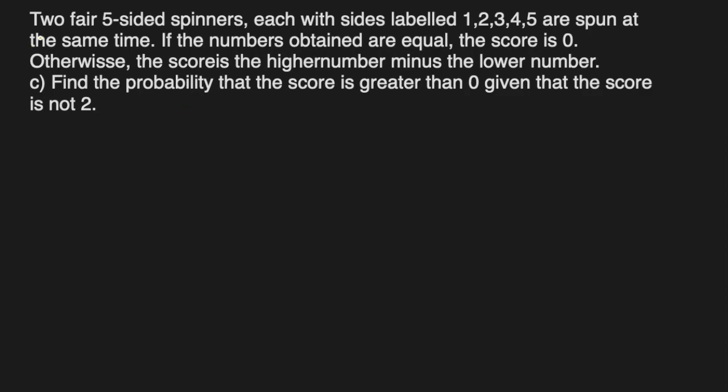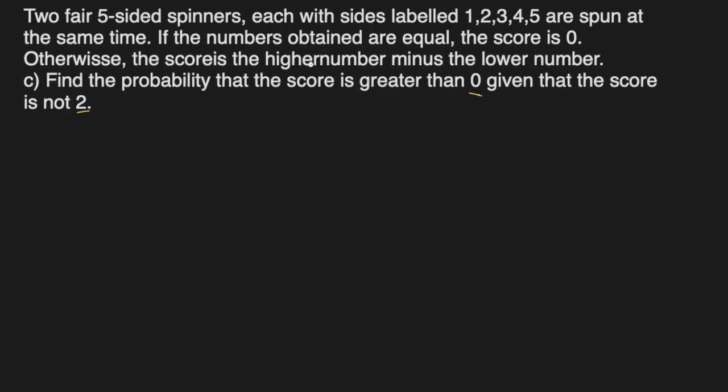2 fair, again fair, 5-sided die spinners, each with sides 1, 2, 3, 4, 5 again, are spun at the same time. If the numbers obtained are equal, the score is 0. Otherwise, the score is the higher number minus the lower number. Find the probability that the score is greater than 0, given that the score is not 2. Okay. Obviously, we'll get mostly positive answers, because higher number minus lower number will give us a positive number.